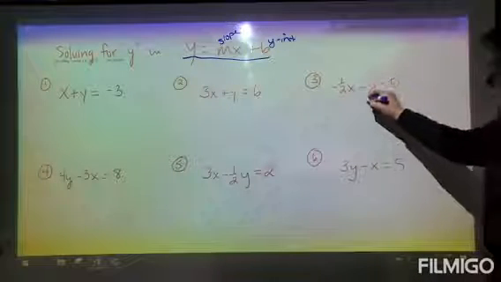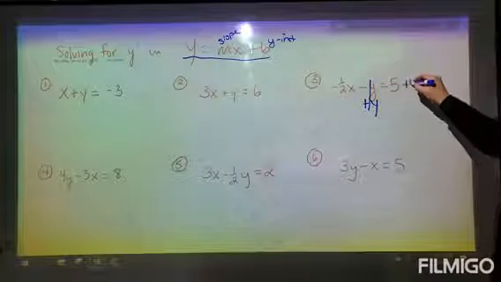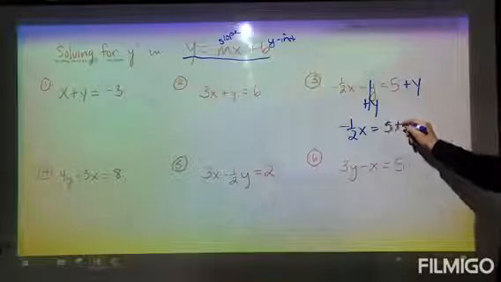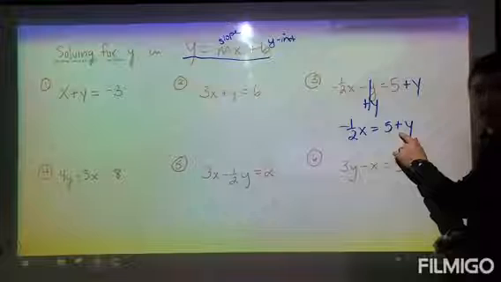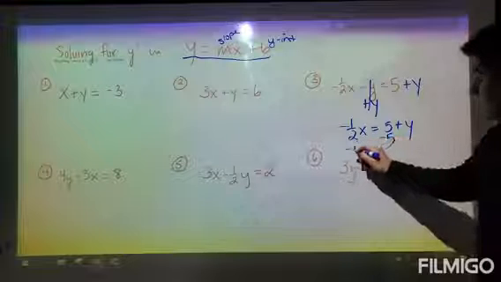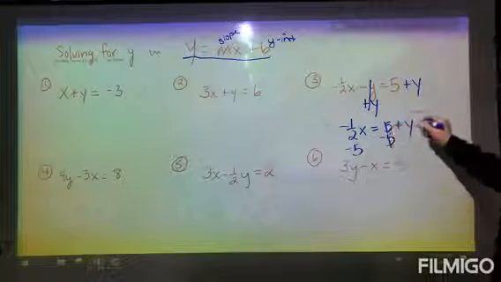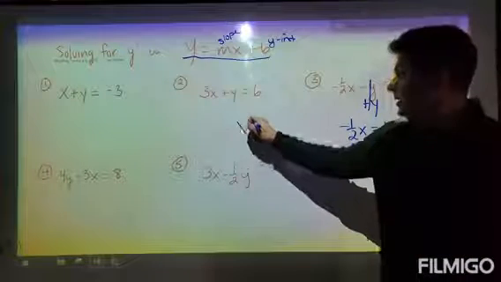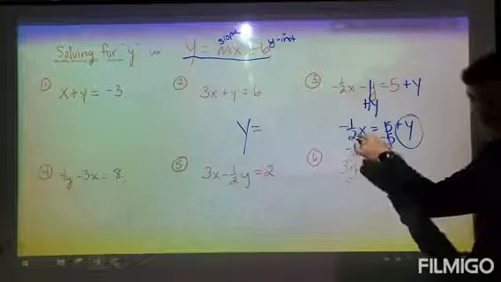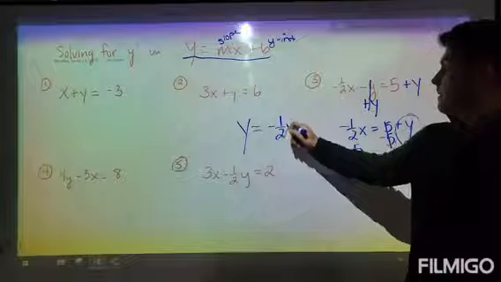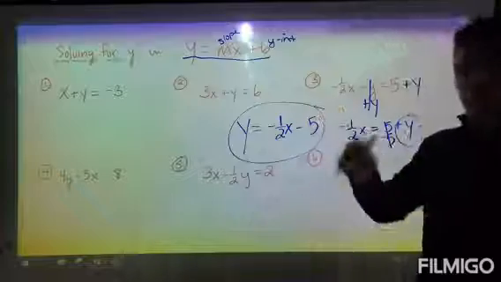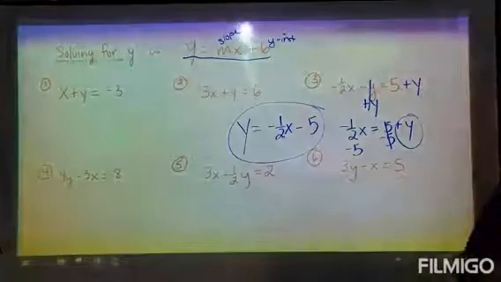Since the y is negative, we could just add y to both sides. And then we have negative 1/2 x equals 5 plus y. And now to get positive y by itself, just get rid of the 5. Subtract 5. So those would cancel. Y is by itself. So here's your y by itself. We have our slope, right? Our slope is right here. And our y-intercept right here. Slope is down 1/2, and the y-intercept is negative 5.